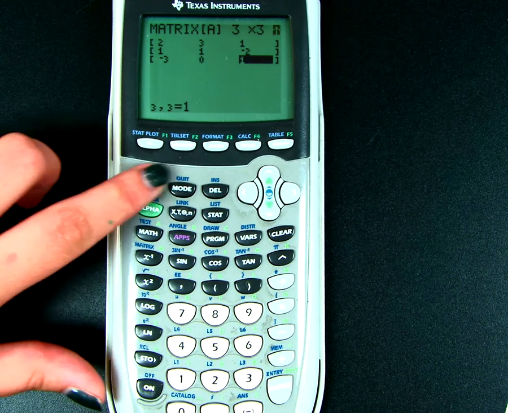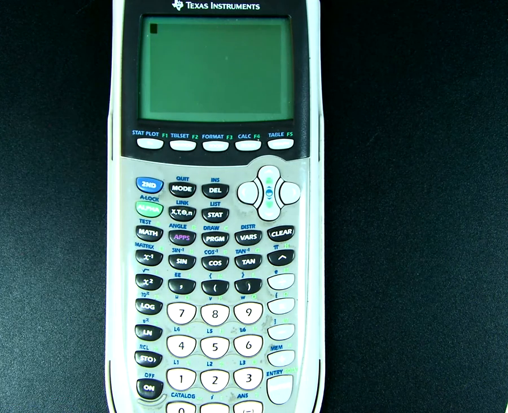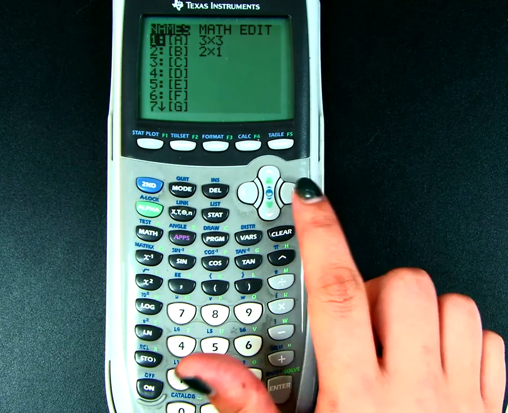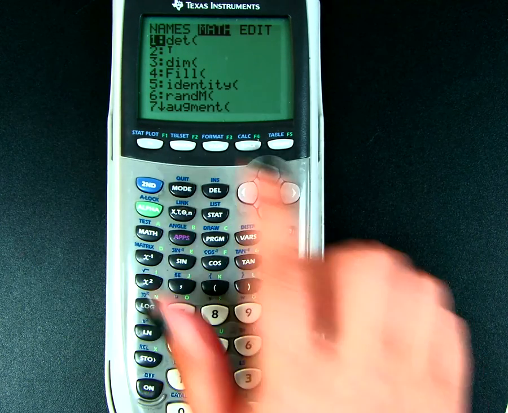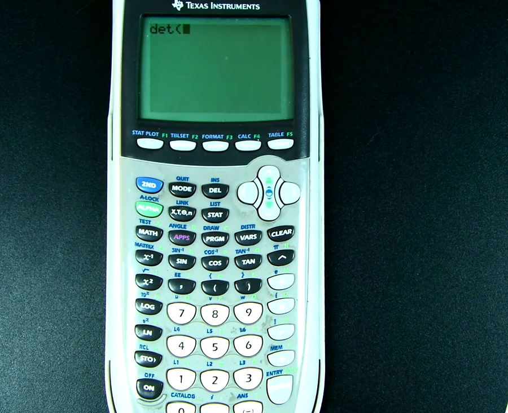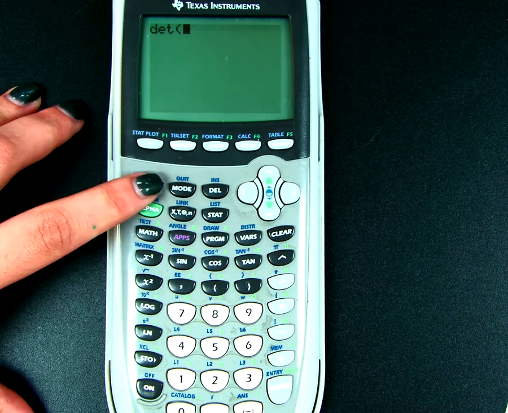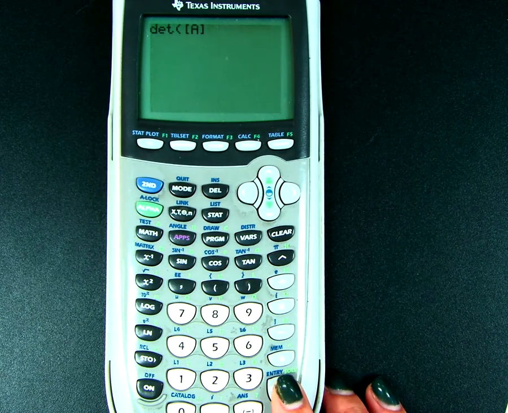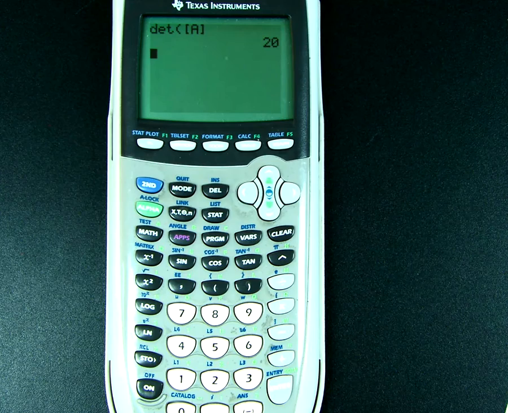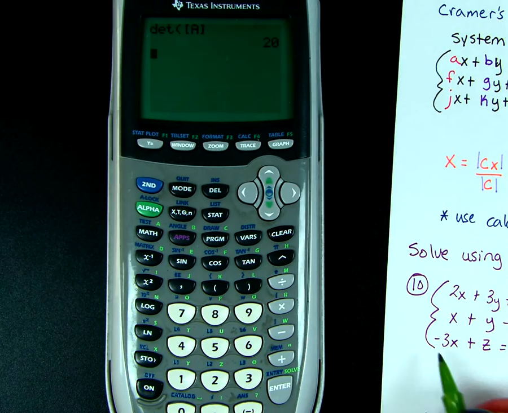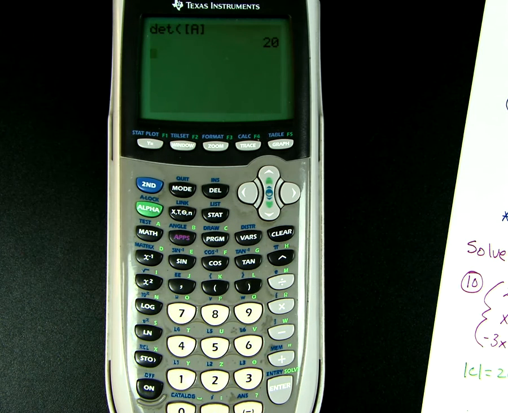So I'm going to go back to the home screen, so second mode. And then back to our matrix screen, so second inverse key. Arrow over to math, and we are selecting the first one that says DET for determinant. And then we're going to select our matrix, so second matrix menu, and we're just selecting the first one. So enter, and then enter again. So on your paper, make sure you mark this down. We know that our C determinant is going to be 20.